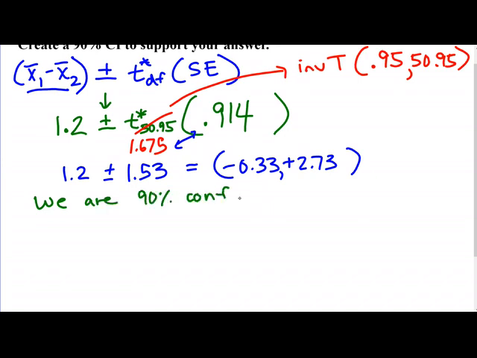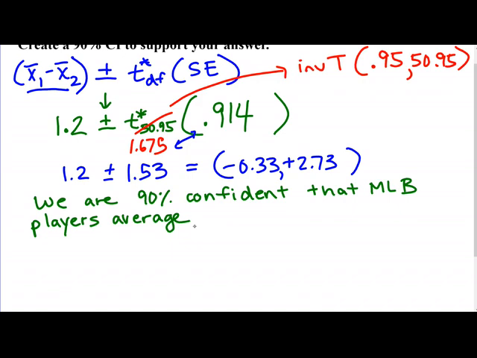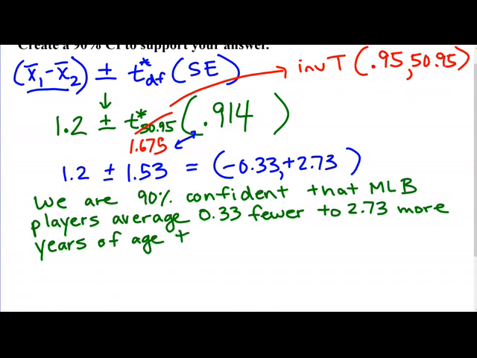And remember, this is about a difference between them. So we're going to say that MLB players on average, let's just say average, 0.33 fewer to, and on the high end, this would be more, 2.73 more years of age than NFL players.